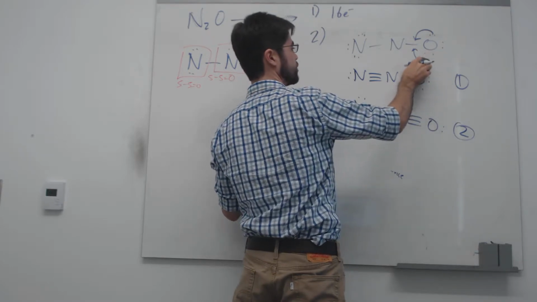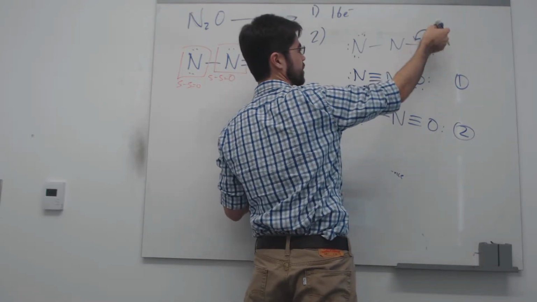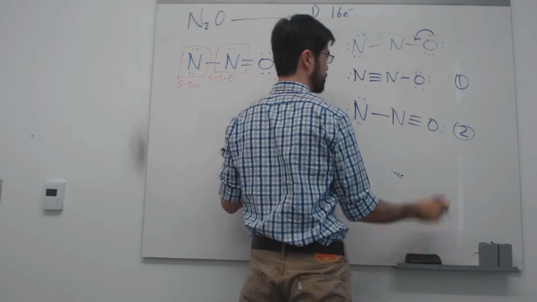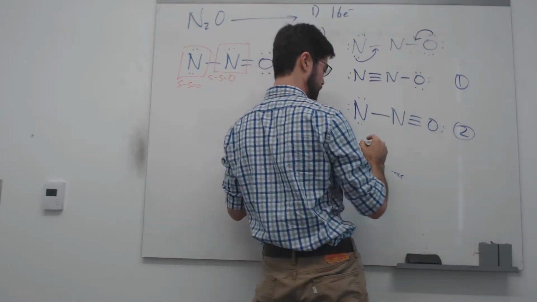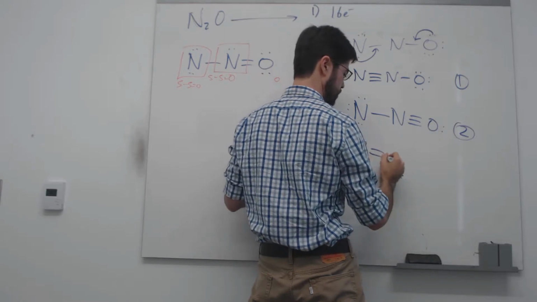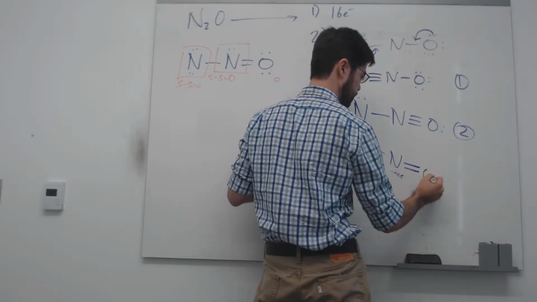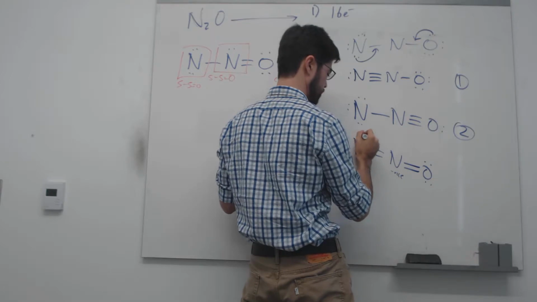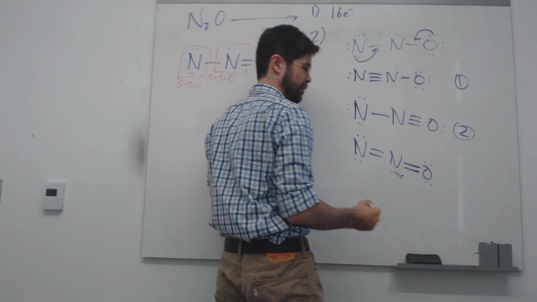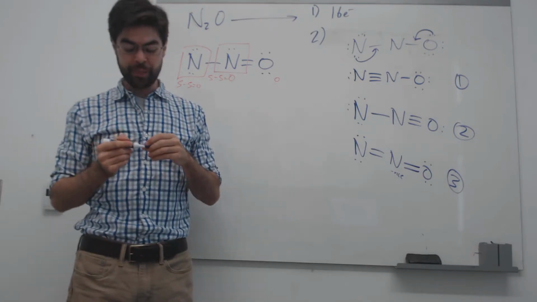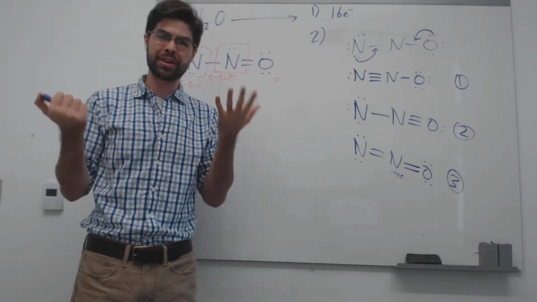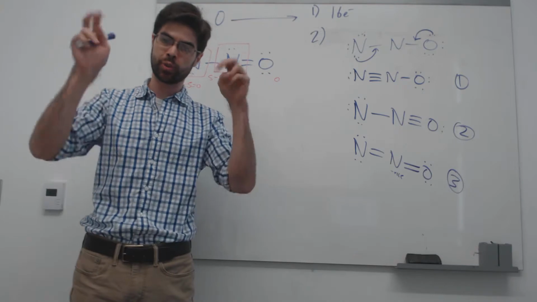Or I could do a mixture of these and take one lone pair from this oxygen and one lone pair from that nitrogen and make 2 double bonds. And that would be my third option. And so you may then think, oh crap, I've got a bunch of different options. How do I know which one is correct?